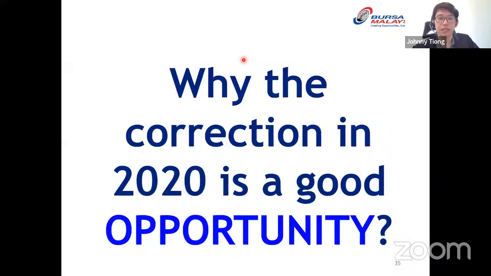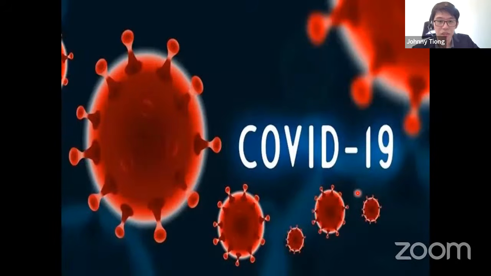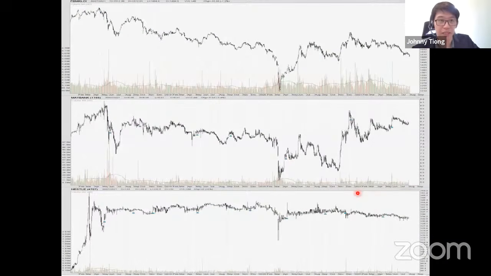Next, why do I mention that the correction in 2020 was a good opportunity 2 years ago? It's because of COVID-19. In COVID-19, a lot of stocks fell to the bottom and then rose again. I'll take one example: we look at our index, the FBM KLCI, and also two stocks, Maybank and Nestle.